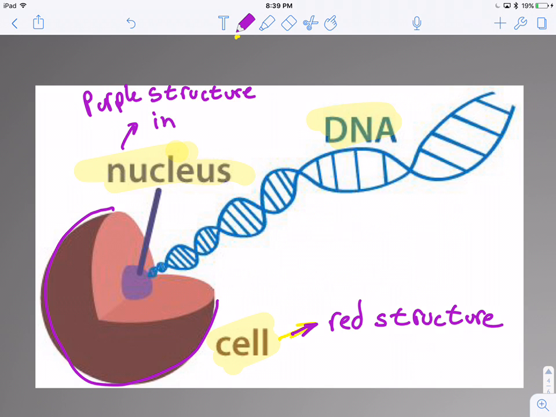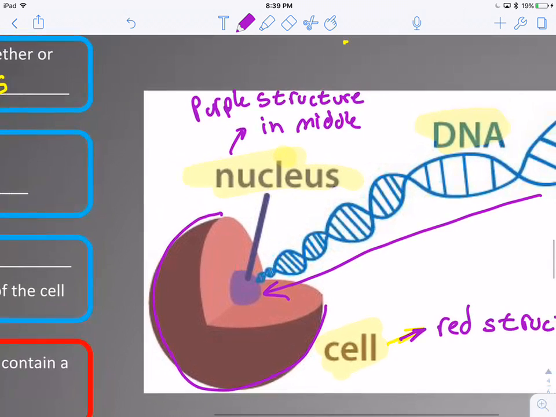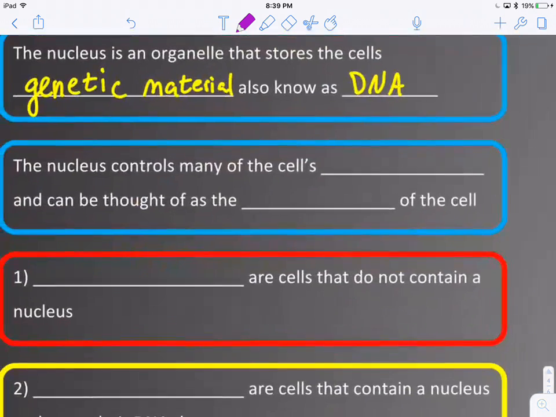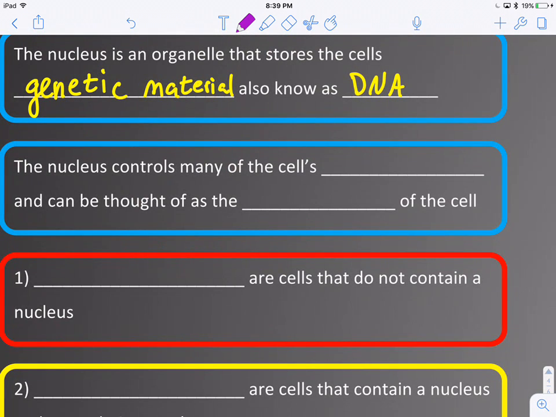And if you notice, we have the DNA, and you can see that the DNA is right inside of the nucleus there. So the nucleus is a very important organelle in cells that have it. Remember, not all cells have a nucleus, and this is how we differentiate these two cell types. So the nucleus may control many of the cell's activities.